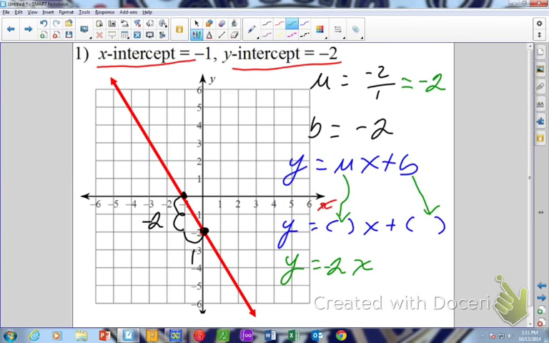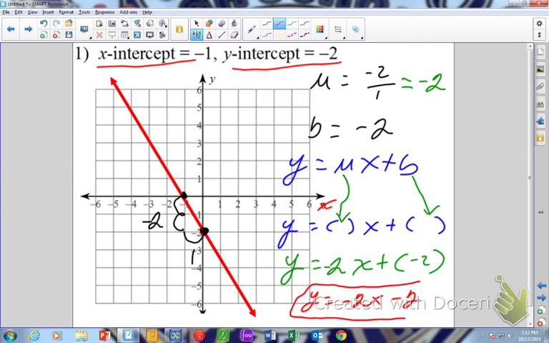So I have -2x, and then I have plus, parentheses, -2. But what do we know about a positive and a negative? A negative. So my final solution here is going to be y is equal to -2x minus 2. This is the equation of the line that contains, okay, listen to me carefully. This is the equation of the line that contains x-intercept to be located at -1 and my y-intercept to be located at -2. Okay, are you following me so far? Yeah.